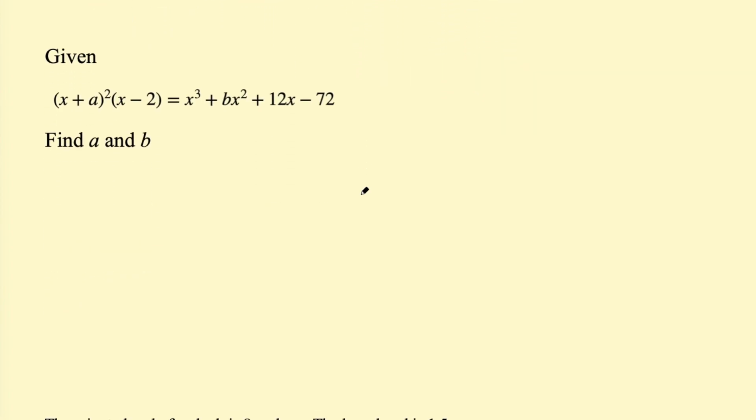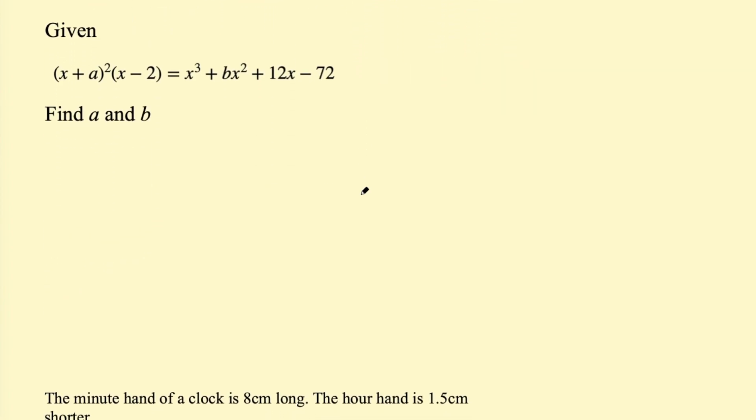On to the next one. It says, given that (x + a)² multiplied by (x − 2) is equal to x³ + bx² + 12x − 72, find a and b. Okay, this question is just asking you to expand these brackets over here. So that's the first step you need to do. And that's a little bit tricky because it doesn't say expand these brackets.